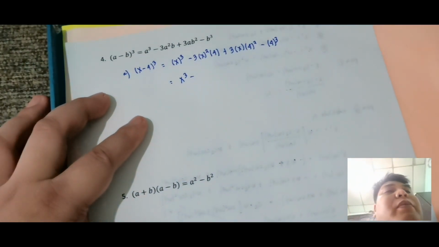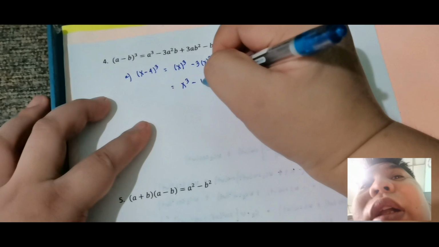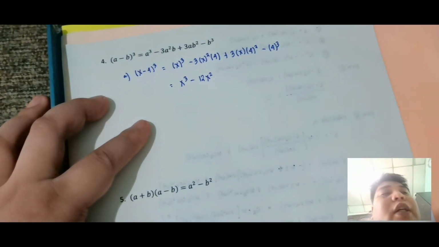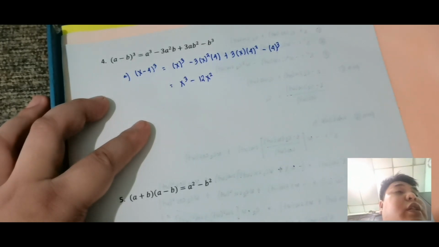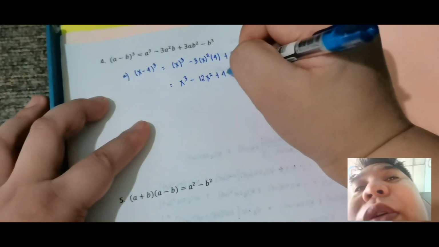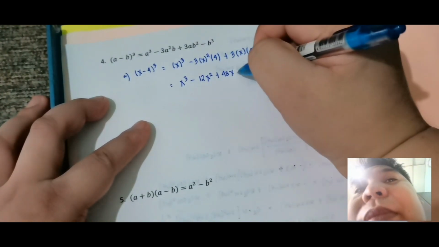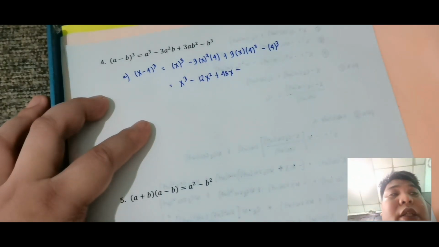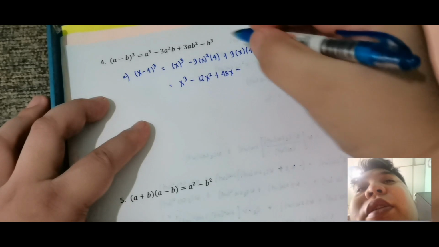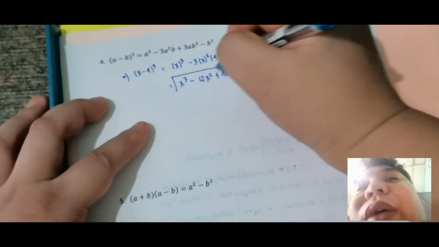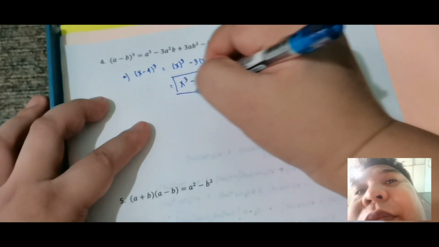minus 3 times 4 is 12. That is 12. X raised to 2 is x squared. Plus 4 times 4 raised to squared, 4 squared is 16 times 3, 48. So that is plus 48x minus 4 raised sa 3 is 64. Kasi 4 times 4, 16. 16 times 4 is 64. That is 64. So check mo na din sa calcio, baka may maling computation sa sir.